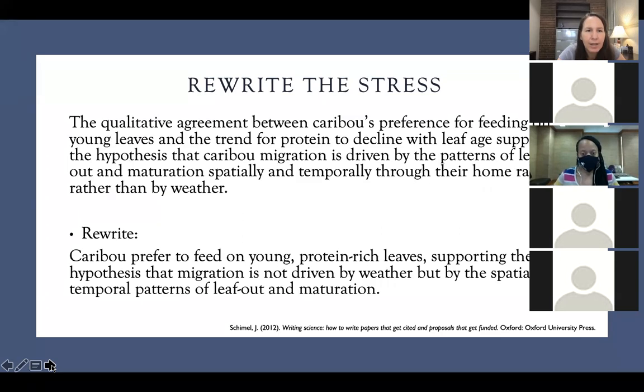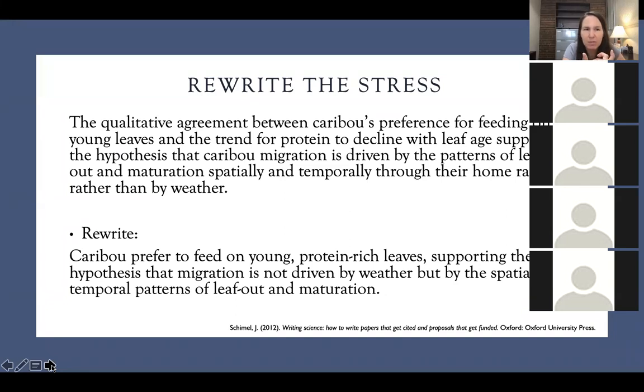And if we do that, then we have a sentence that reads like this: caribou prefer to feed on young protein-rich leaves, supporting the hypothesis that migration is not driven by weather, but by spatial and temporal patterns of leaf out and maturation. So here we have a shorter topic, a verb that follows closely after the topic. We have the stress of the sentence in that key position at the end of the sentence.